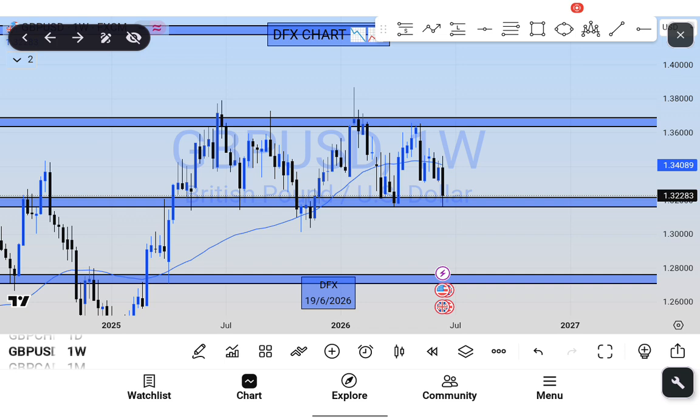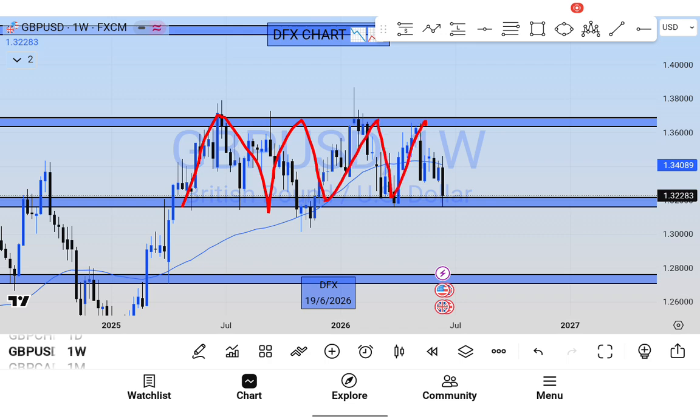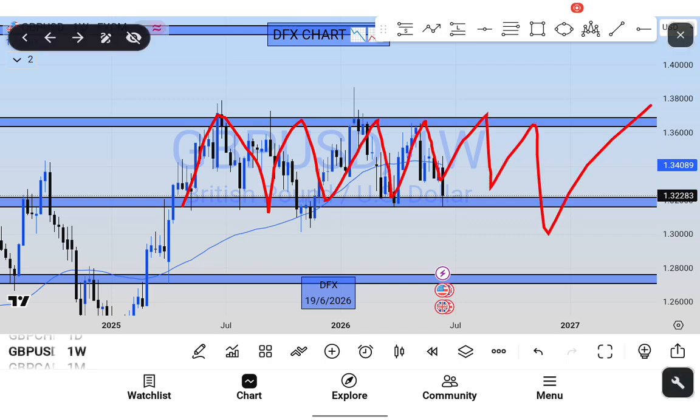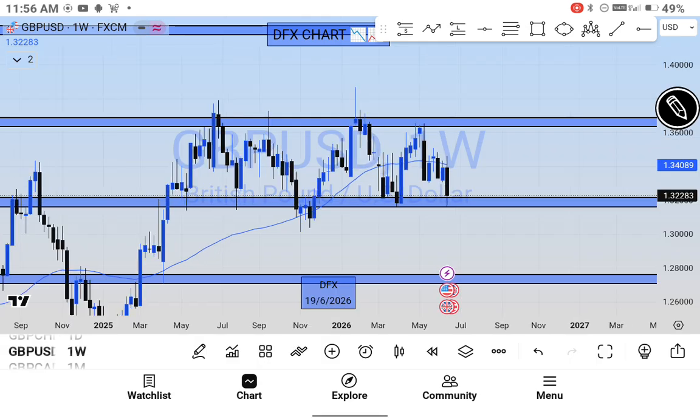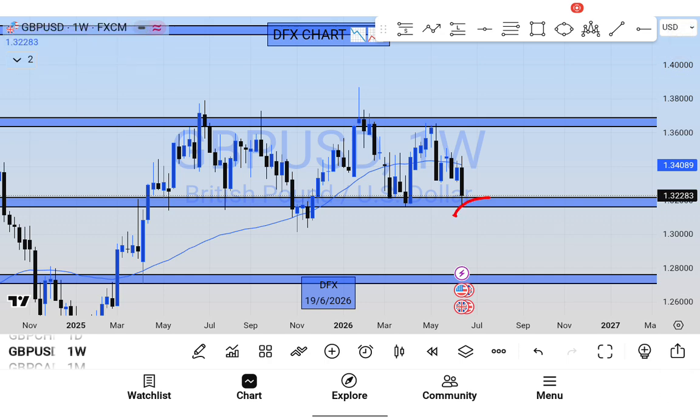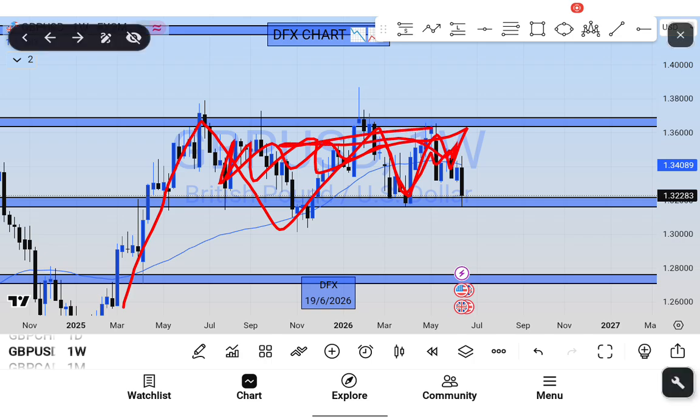We've been ranging in between weekly support and weekly resistance. What do we see here? The price is actually on weekly support right now, so we expect the market to give us buying pressure from here back to the weekly resistance. Reason being that we are actually in a bullish trend. Forget about the range. Yeah, we are ranging, but we are actually in a bullish trend.